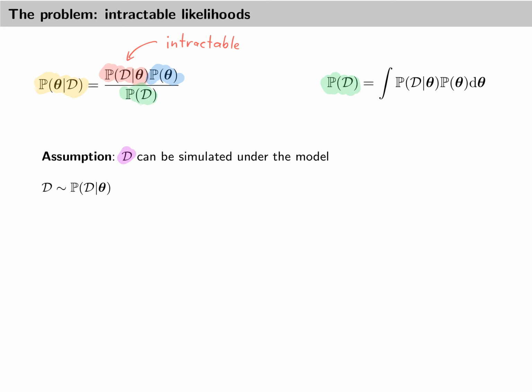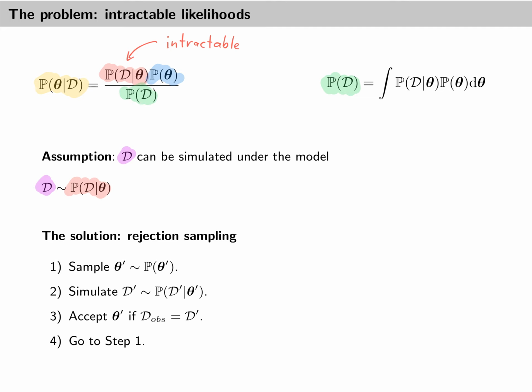However, for most models that have intractable likelihood, it is actually still possible to simulate data under those models. That is, we can draw data vectors D from the likelihood function D given theta for any value of theta. In such a case, we can generate samples from the posterior distribution using a very simple algorithm that is called rejection sampling. Rejection sampling proceeds as follows.